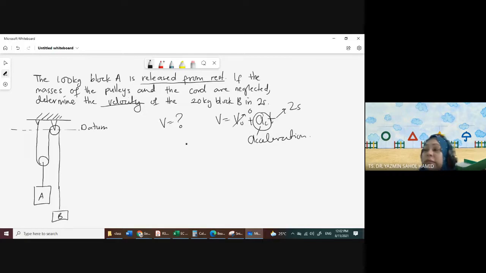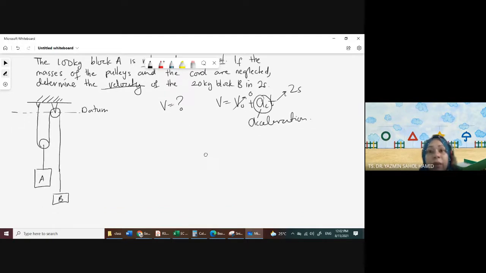But in this question, the acceleration ada dua. Because kita ada dua block. Dua mass yang causing motion. Okay, satu block A dengan block B lah. Block A is 100 kilograms, and then block B is 20 kilogram lah. Soalan ni dia nak velocity of block B lah.